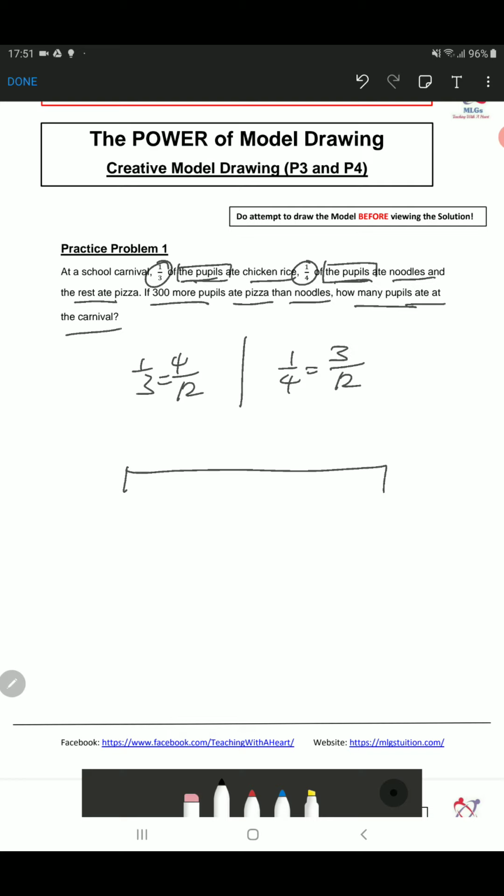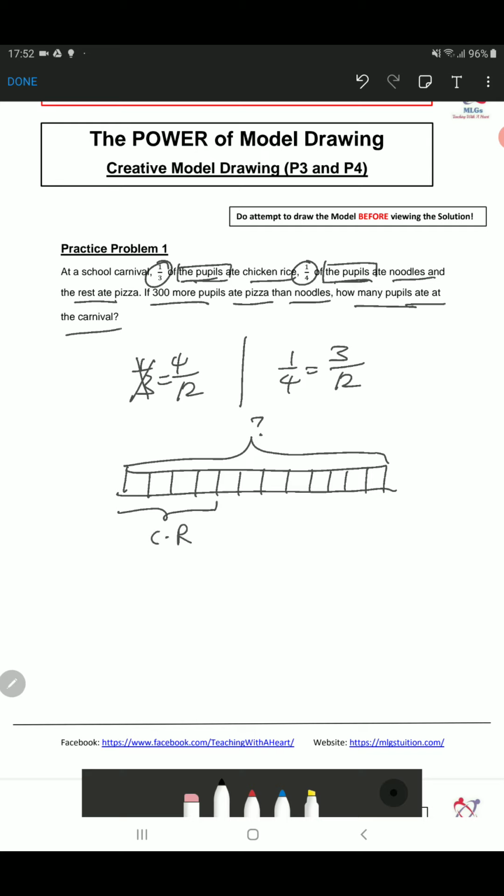So you draw a rectangle which is all the pupils, alright? And we don't know how many there are altogether. That's what you're asked to find. And you cut the rectangle into 12 boxes. 1, 2, 3, 4, 5, 6, 7, 8, 9, 10, 11, 12. And 1/3 is no more 1/3 now, it has become 4 over 12. And they ate chicken rice. And 1/4 has now become 3 over 12. So you look at the equivalent fractions to label. So there are 3 boxes of pupils who ate noodles, and the rest must have eaten pizza.